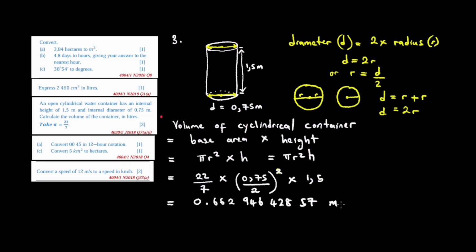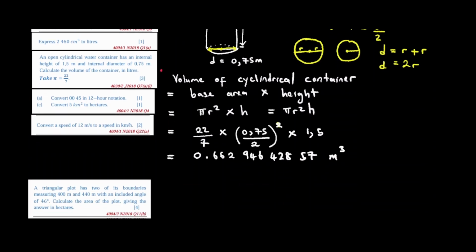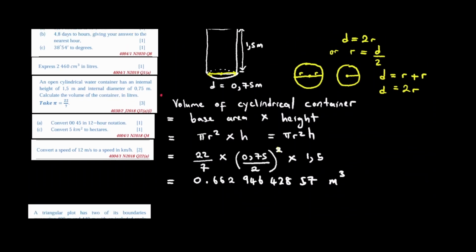946,428,57 cubic meters. Why cubic meters? Because my dimensions edu ese are in meters. But taudzwa ne question kuti tinofanirwa kunyora our answer in liters. Ndizvo, we must write our answer in liters. Saka how are we going to convert this number, which is in cubic meters, to liters?